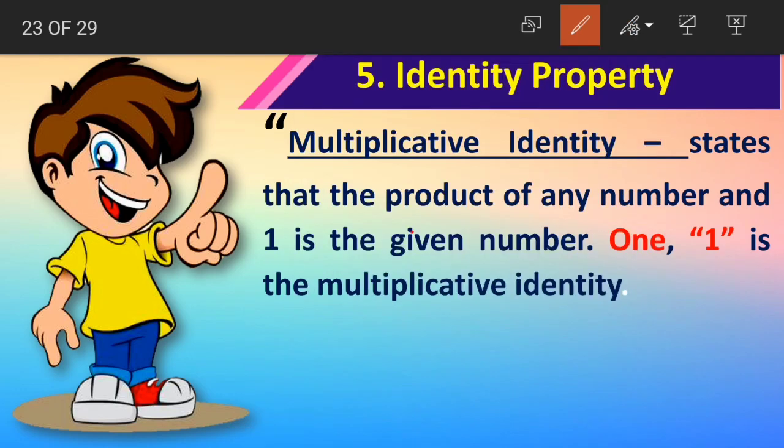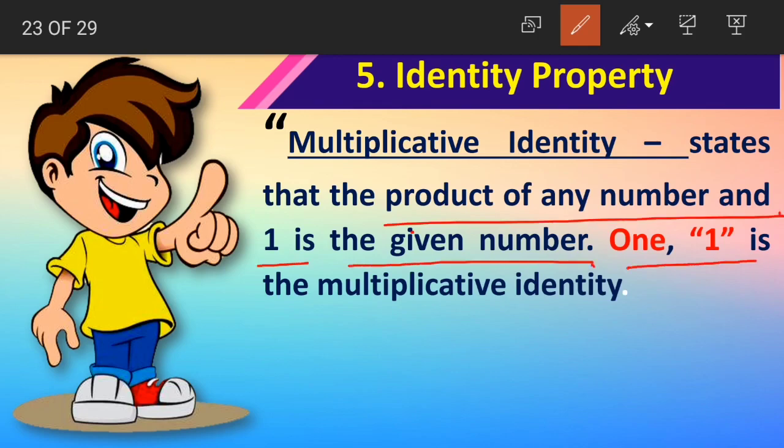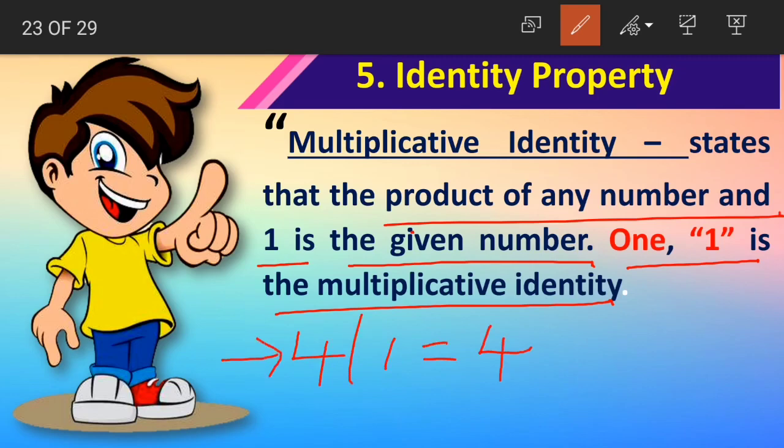Is this clear, class? Product of any number and 1 is the given number only. So 1 is the multiplicative identity. The same 1 becomes the identity in case of division also. When we divide a certain number with 1, we get the same number. There is no change in the number. So 0 is the identity for addition and subtraction. 1 is the identity for multiplication and division.